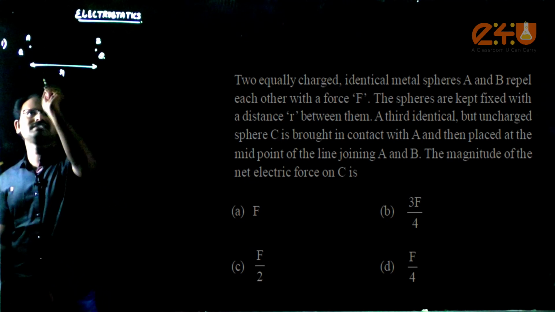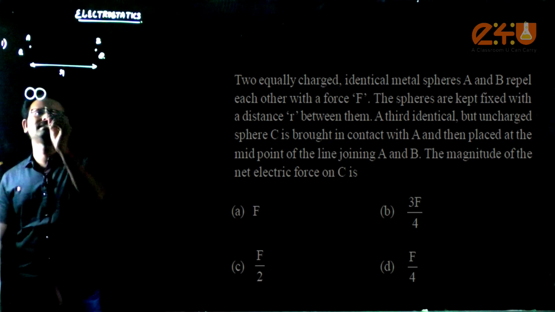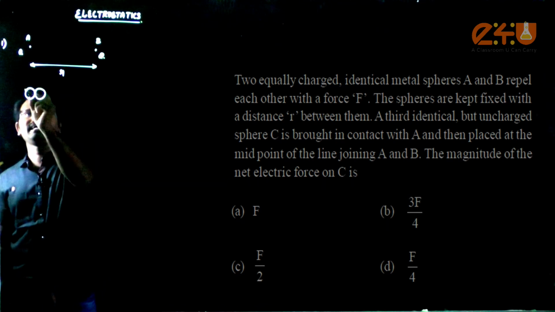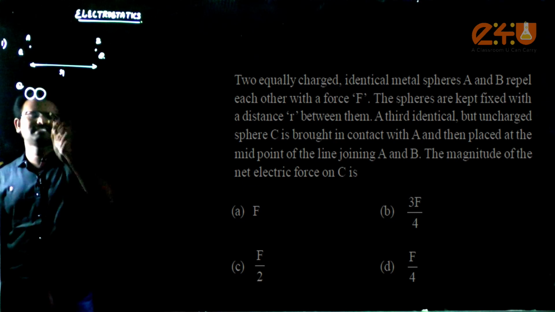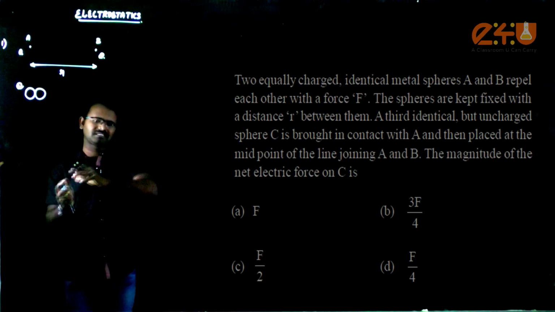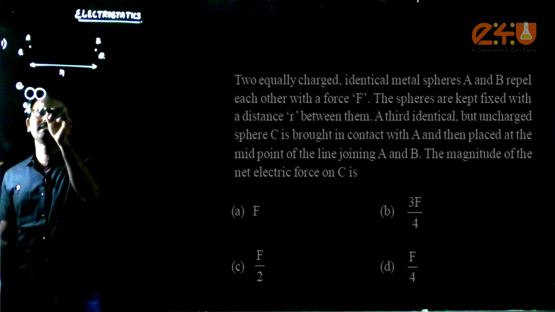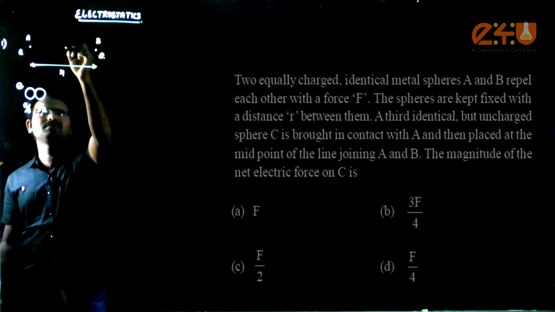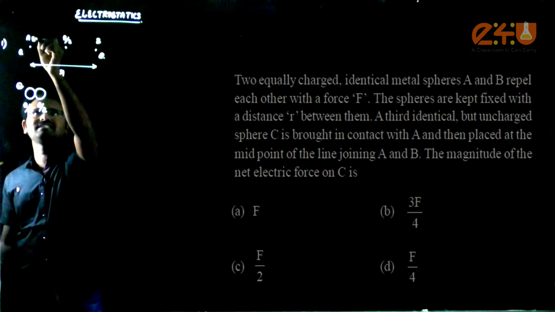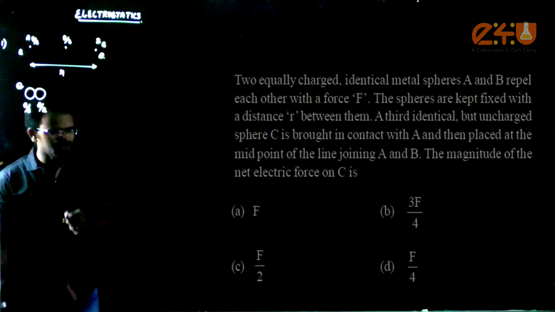Okay, so suppose C and A are in contact with each other. C is uncharged, so the sphere C does not have any charge and A alone has the charge. Whenever I connect two spheres, the charge will be equally distributed between them, so in the end the charge will become Q by 2 and Q by 2. So here the third charge C has the value Q by 2, A also has Q by 2, and B has the charge Q only.